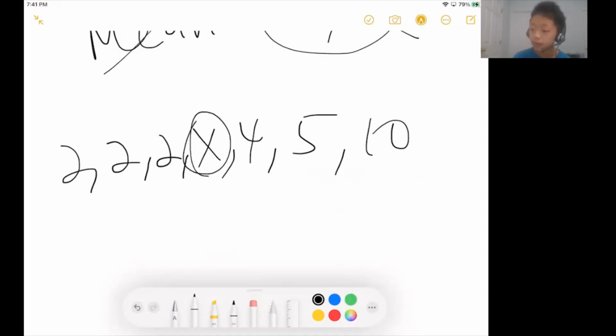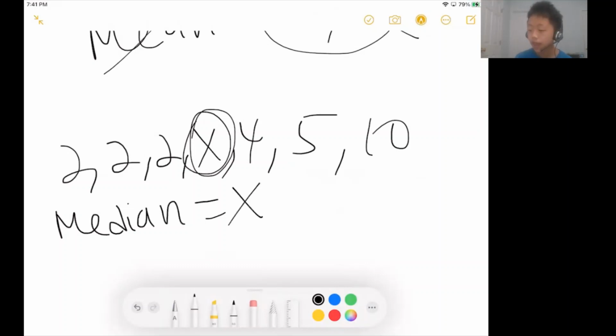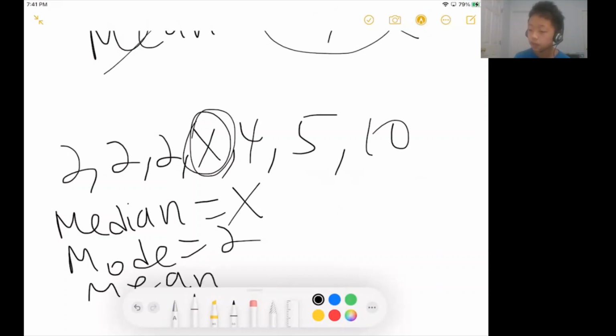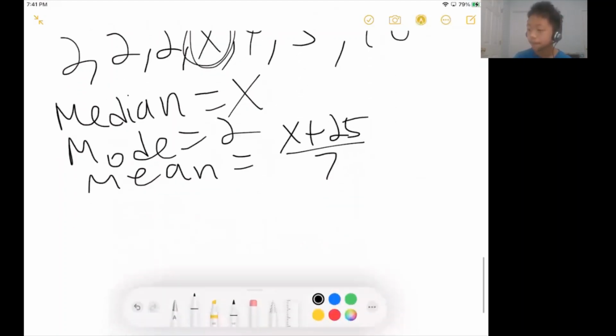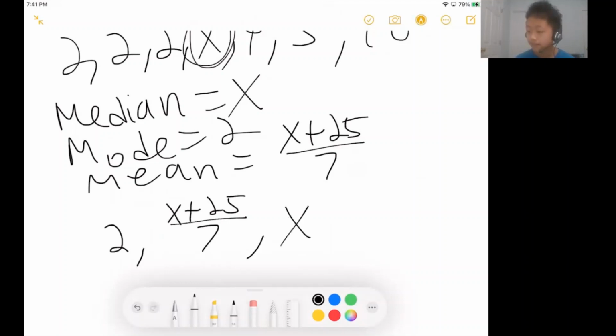In this case, the median would be equal to x, since x is the middle number. And the mode is still equal to 2. And the mean is still equal to (x + 25)/7. So if these three values are to form an arithmetic progression, we can do some trial and error. We can see if we have 2, (x + 25)/7, and x.